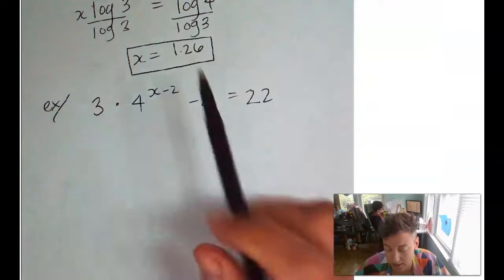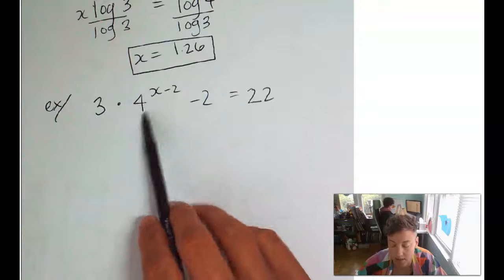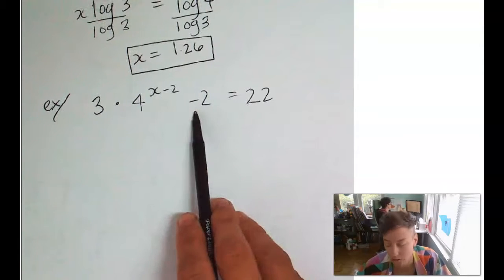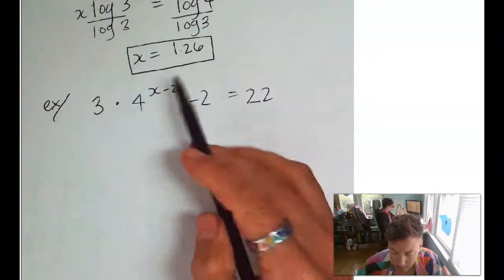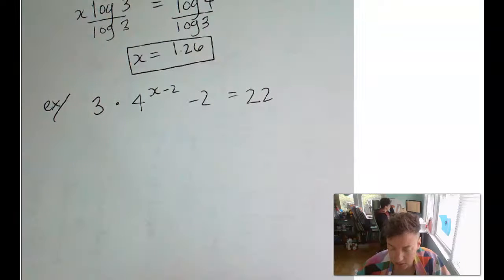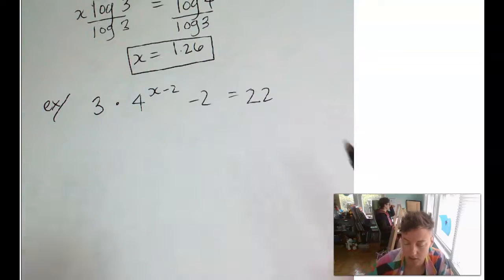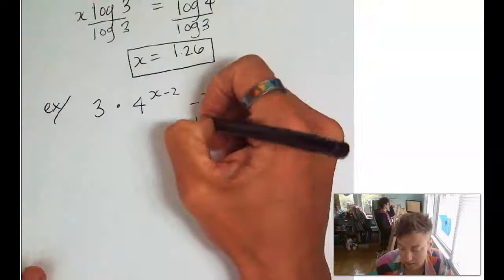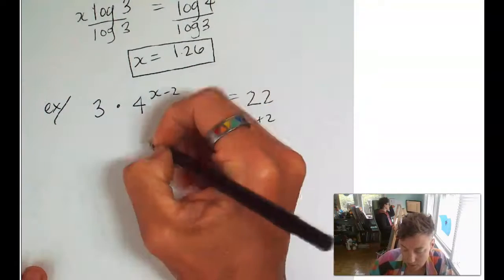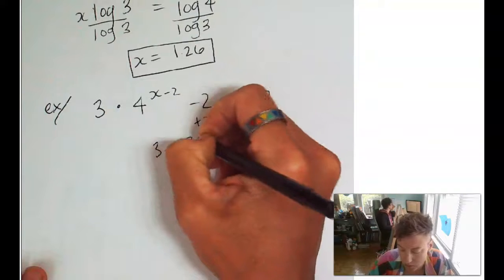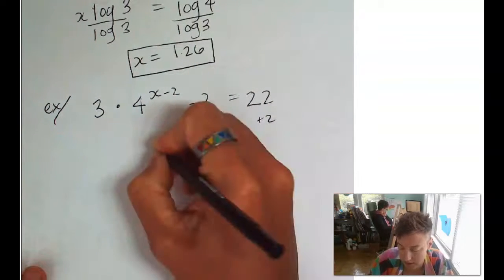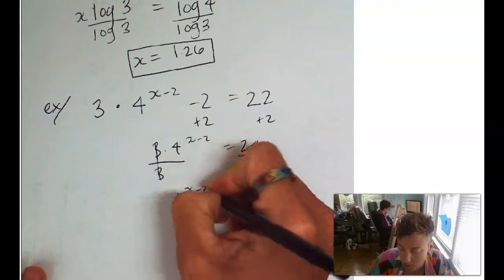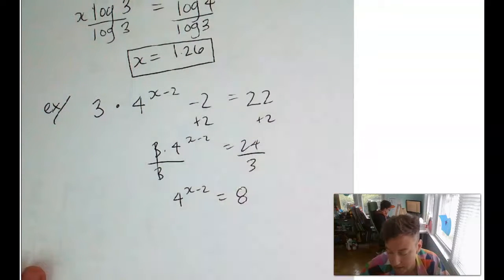For this next one, we have 3 times 4 to the x minus 2, minus 2 equals 22. So we need to get this expression by itself first. Let's add 2 on both sides. So we've got 3 times 4 to the x minus 2 equals 24. Then we'll divide by 3 on both sides and get 4 to the x minus 2 equals 8. Cool.